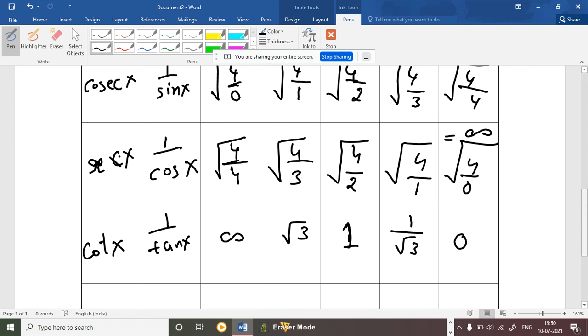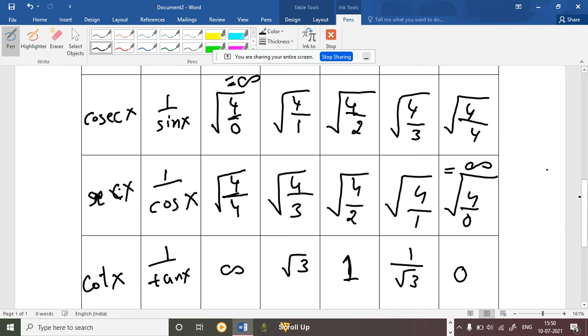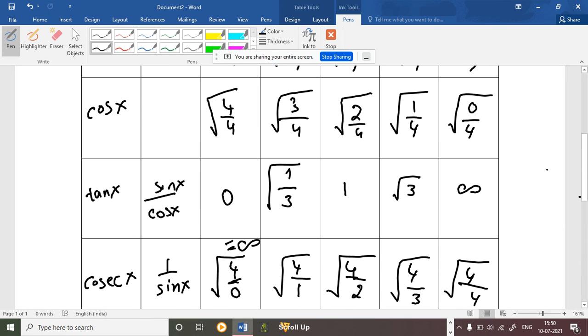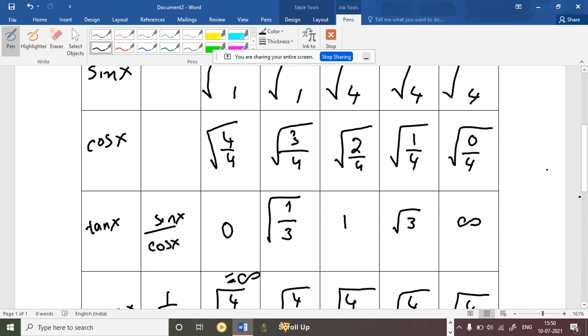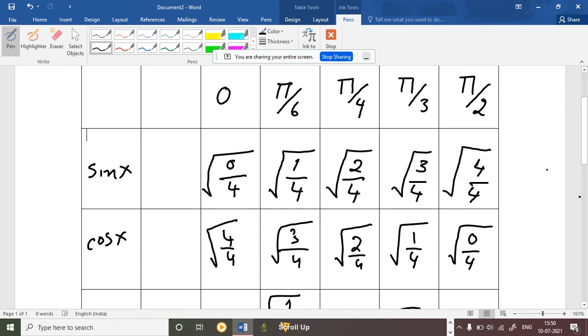So what you can see is that in a simple way, we can populate the whole table. You don't need to memorize anything. All you need to memorize is this particular sin x, the way it goes. You put 4, 4, 4, 4, 4 in the bottom, and then 0, 1, 2, 3, 4, and then square root it, and then everything else easily follows. I hope this has been helpful for you. Thank you.